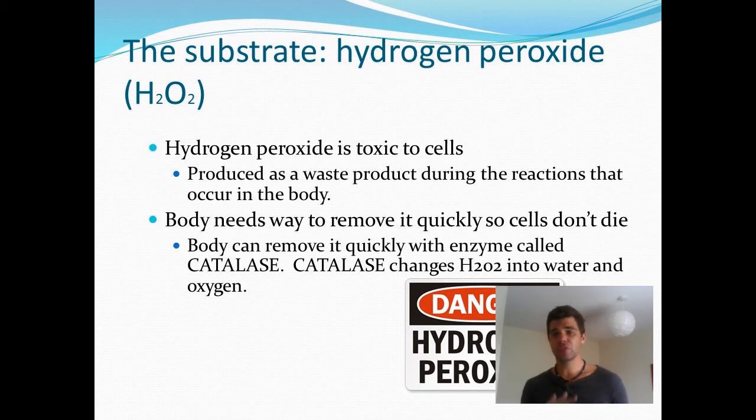Now, hydrogen peroxide is produced as a waste product within the body. So when you're metabolizing, you're undergoing chemical reactions within your body, you are producing hydrogen peroxide as a waste product, and it has to be removed before it can damage the cells. Now, it does that using an enzyme called catalase. You can tell catalase is an enzyme because it ends with the suffix ase. Lipase, protease, carbohydrase, these are all enzymes. In this case, the one that breaks down hydrogen peroxide is catalase. Now, catalase can break down hydrogen peroxide, which is extremely toxic, into water and oxygen. Two very safe and essential chemicals that the body requires.